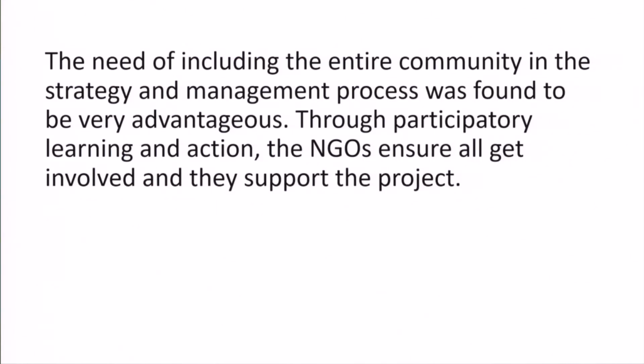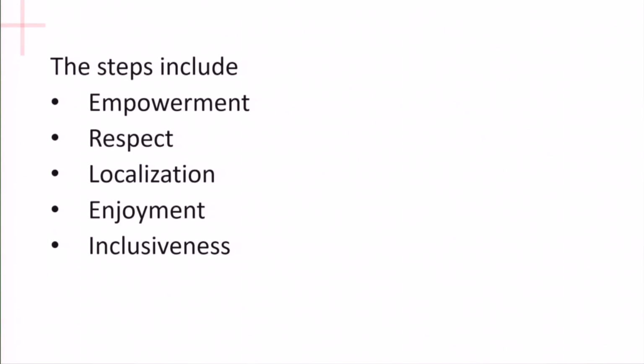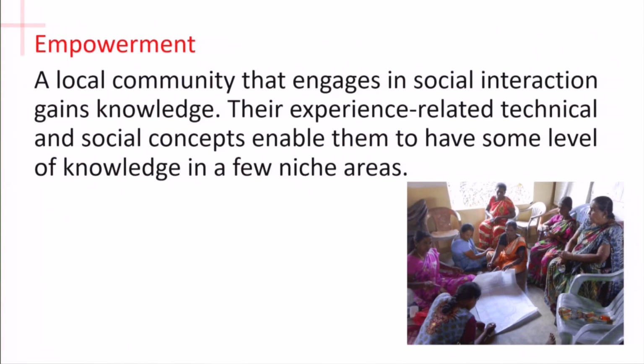The need for including the entire community is the strategy behind PRA. Through participatory learning and action, the NGOs ensure everyone gets involved and everyone supports the project. The steps in the PRA include empowerment, respect, localization, enjoyment, and finally inclusiveness. Empowerment: the local community gets empowered because they are part of this project and they pretty well know that it is their community that gets benefited and hence they feel empowered in contributing.